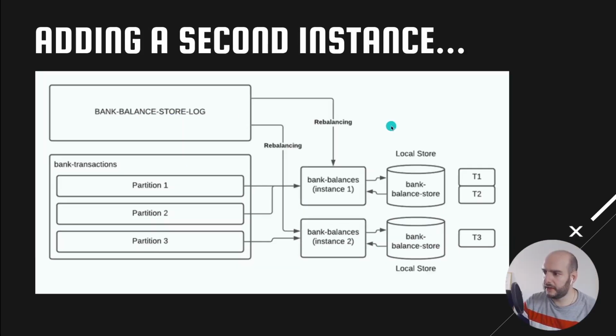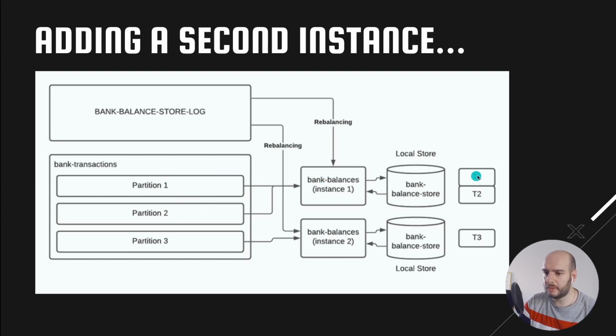So when we add a second instance, the two instances of the application will be part of something that in Kafka is called a consumer group. This happens because both instances of the application have the same application ID. So the application ID becomes the group ID. This means that the three partitions will be shared across this consumer group. Two of the partitions will be assigned to one of the instances, and the remaining one is going to be assigned to the other instance.